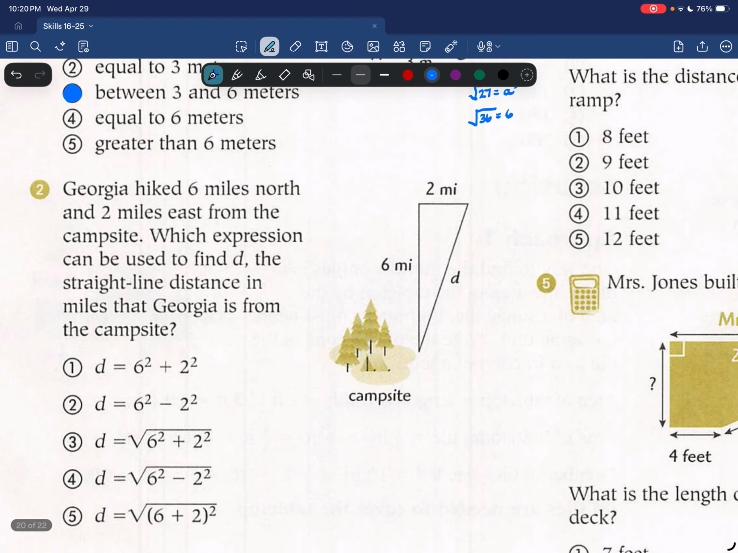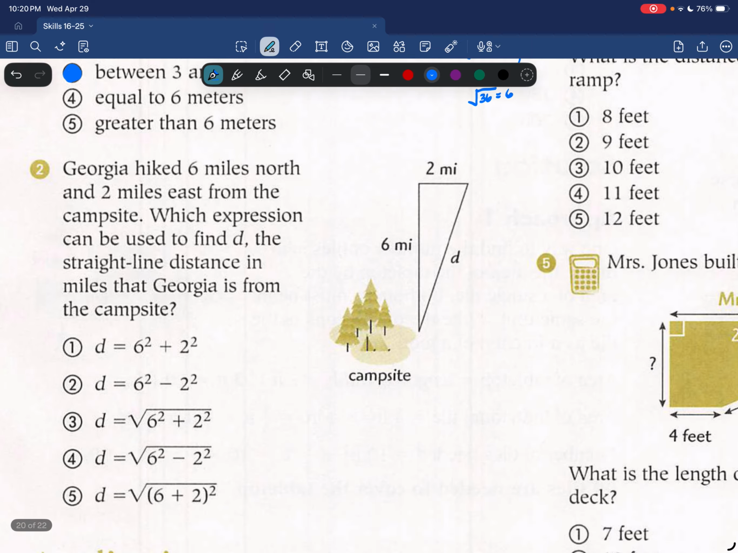Number 2, Georgia hiked 6 miles north. That's this distance. And 2 miles east from the campsite. So she went for 8 miles.